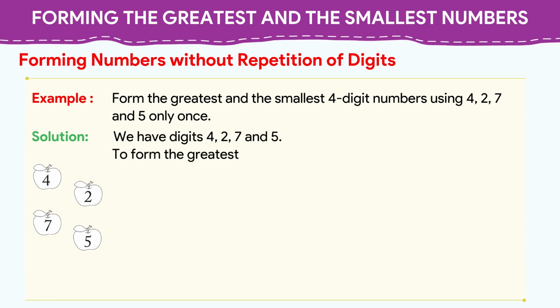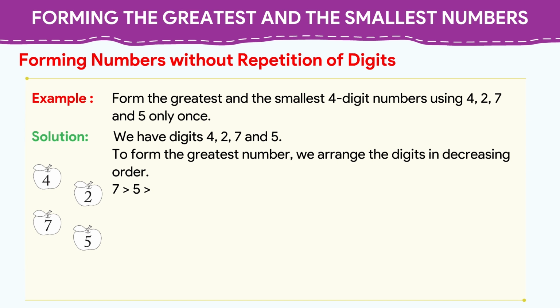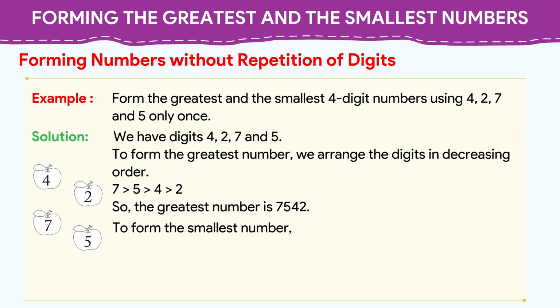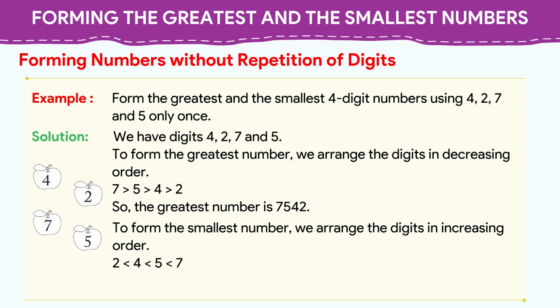To form the greatest number, we arrange the digits in decreasing order. 7 greater than 5 greater than 4 greater than 2. So, the greatest number is 7,542. To form the smallest number, we arrange the digits in increasing order. 2 less than 4 less than 5 less than 7, so the smallest number is 2,457.